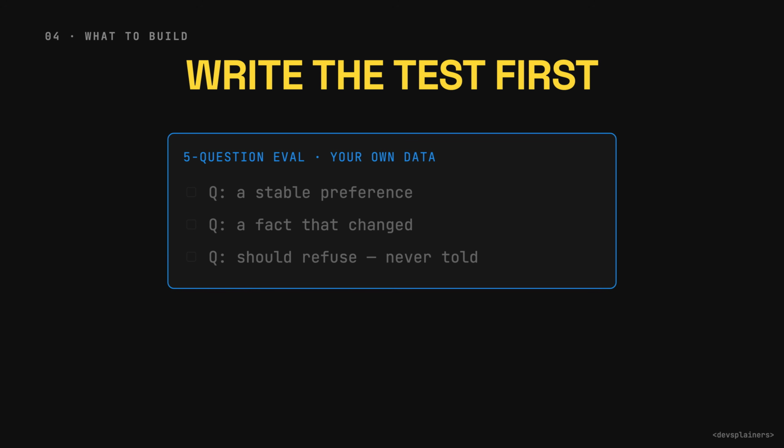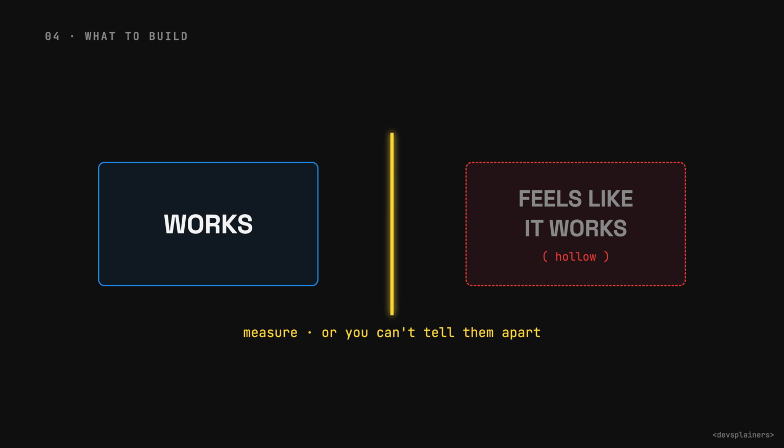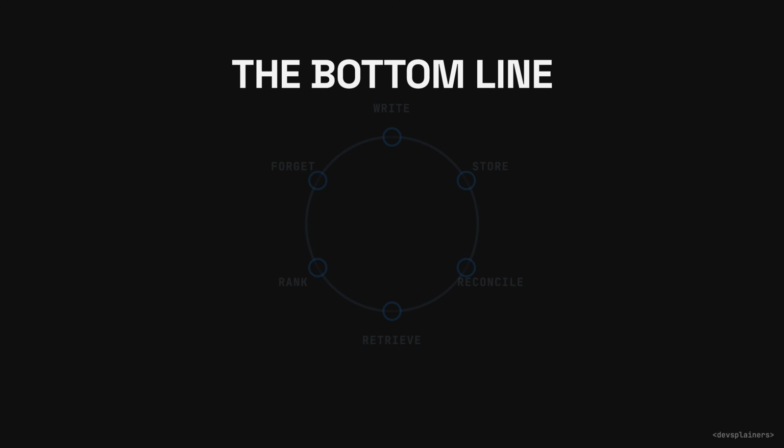Five questions on your own data. One about a stable preference. One about a fact that changed. One the agent should refuse to answer because nobody ever told it. If you can't measure whether memory helped, you can't tell a system that works from one that only feels like it does. Zoom out and the field is settling on one shape even while it argues about everything else.